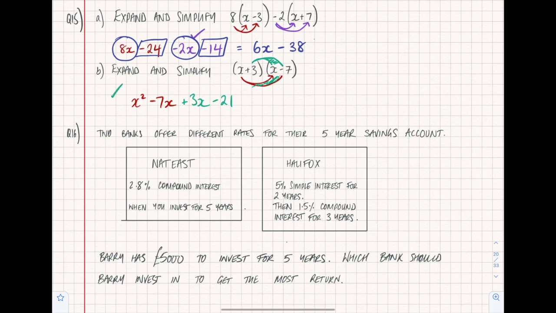That's 1 mark. Now you need to collect your like terms. When you collect your like terms, it becomes x squared minus 7x plus 3x. So it's minus 7 degrees outside. It gets 3 degrees warmer, which means it's now minus 4 degrees. And then minus 21. So that would be your final answer for the expanding and simplifying part there.